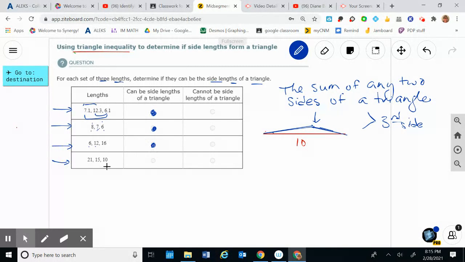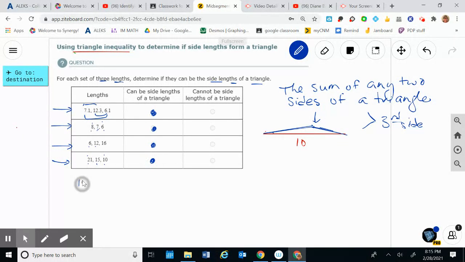So this is a weird example that I picked, because look, every single one works. 21 plus 15 is 36, which is greater than 10. 15 plus 10 is 25, which is greater than 21. And 10 and 21 is 31, which is greater than 15.